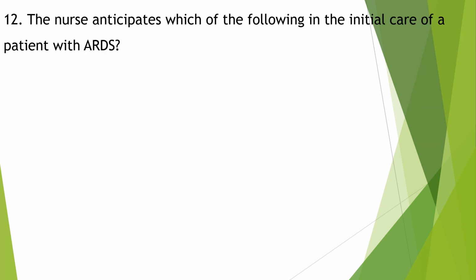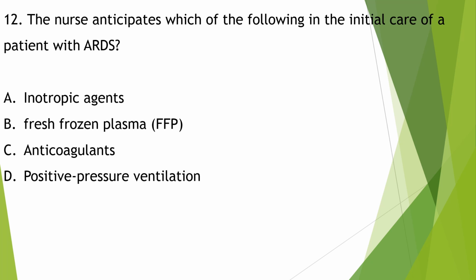The nurse anticipates which of the following in the initial care of a patient with ARDS? Inotropic agents, fresh frozen plasma, anticoagulants, positive pressure ventilation. Know that in ARDS there is refractory hypoxemia. Mechanical ventilation or positive pressure ventilation is the primary treatment for the refractory hypoxemia of ARDS.